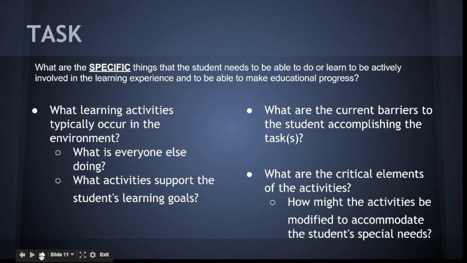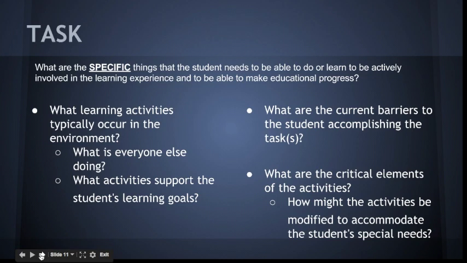So when we think of tasks, we think of what are the specific things that student needs to be able to do or learn to be actively involved in the learning experience and to be able to make educational progress. So what are the learning activities typically occurring in that environment? It may be things such as writing a lab report, writing a 5-paragraph essay, completing worksheets, reading novels, etc. What are the activities to support that student's learning goal?